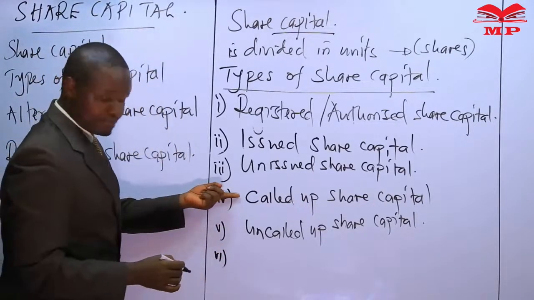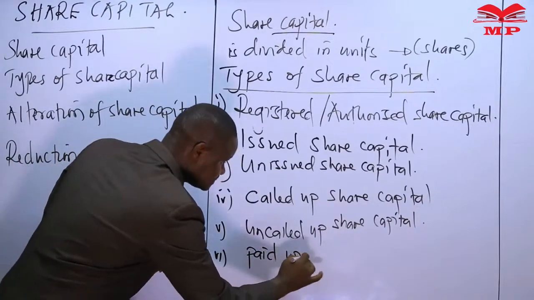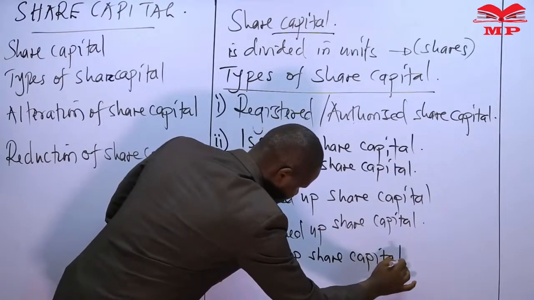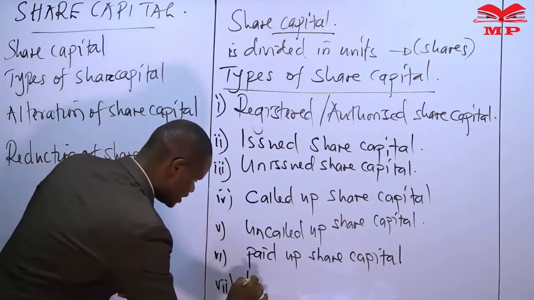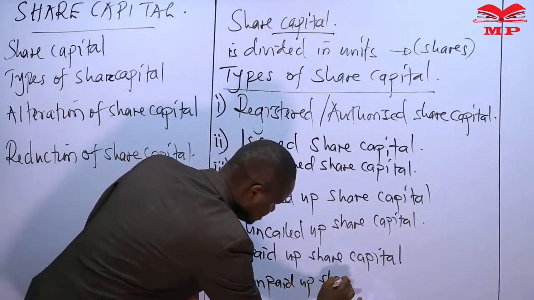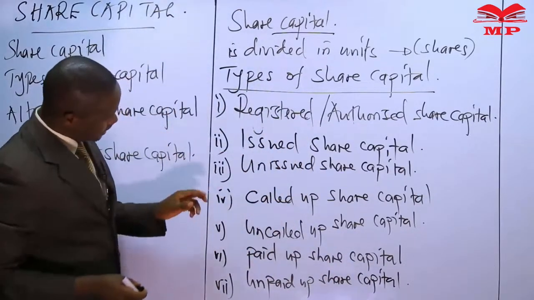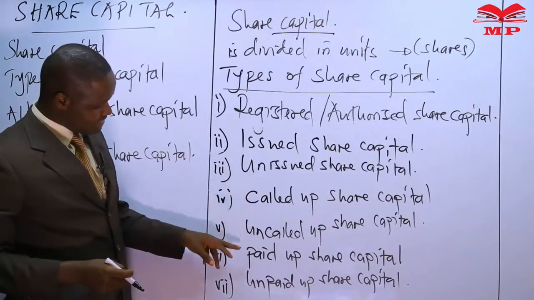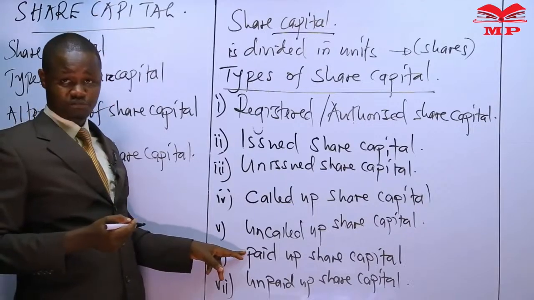Then on this called up share capital, we can have what we are referring to as the paid up share capital. If it is not paid up, then we have what we are referring to as the unpaid up share capital. In respect to the amount that the directors have called up, that which they have already received is referred to as the paid up share capital of the company.